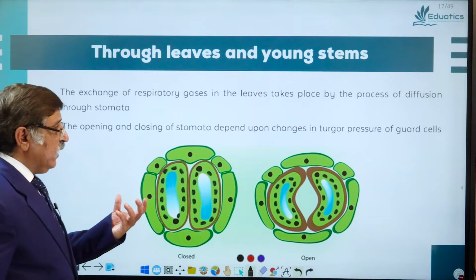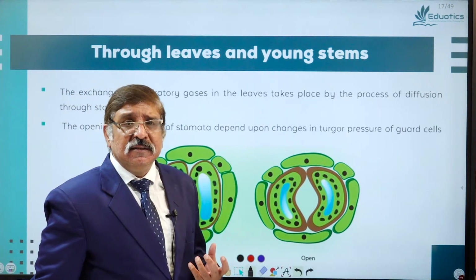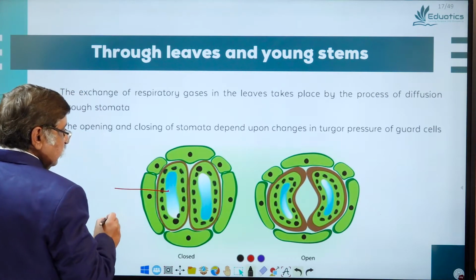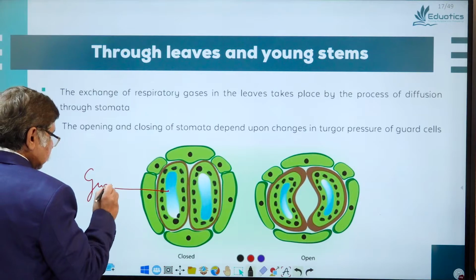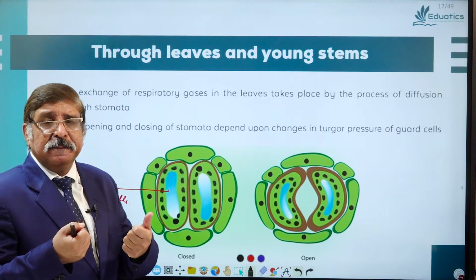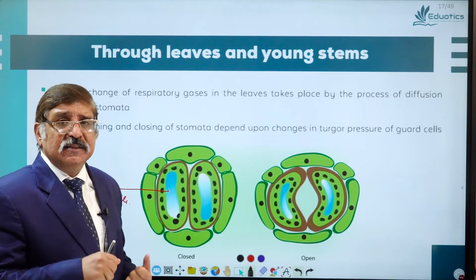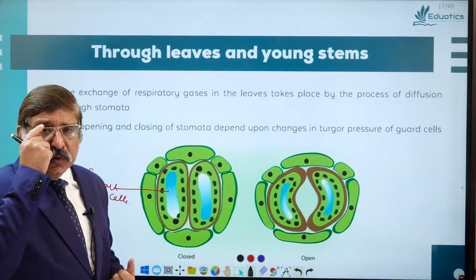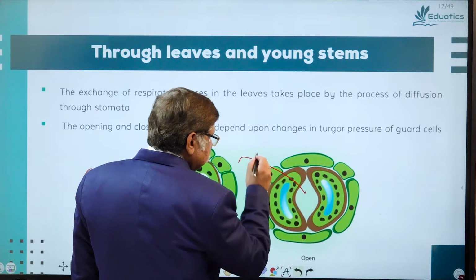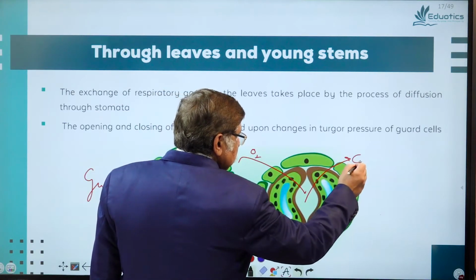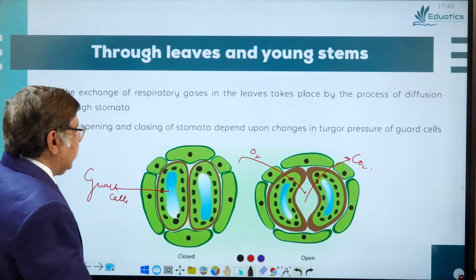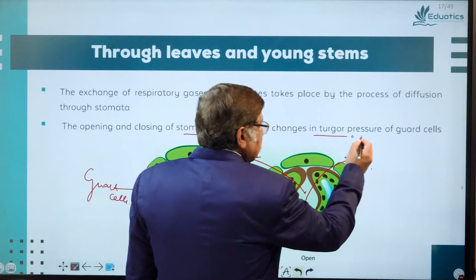Now, which are the main points from where the plants breathe? On the surface of the leaf, there are stomata having guard cells. When these guard cells open, then gaseous exchange will occur, and they will help in photosynthesis as well as respiration. In respiration, oxygen will diffuse in and carbon dioxide will diffuse out, and in photosynthesis the reverse will occur. And stomata open due to turgor pressure.